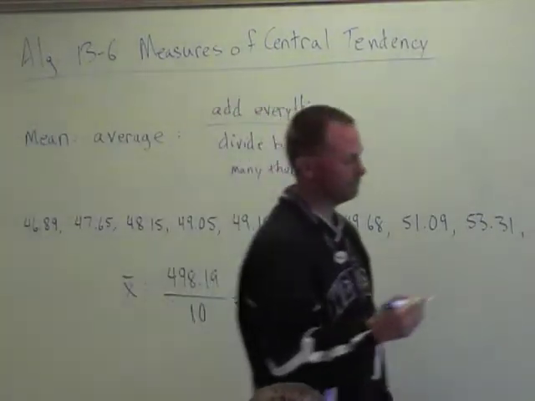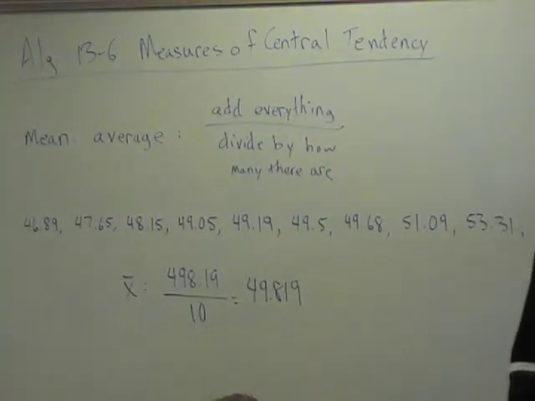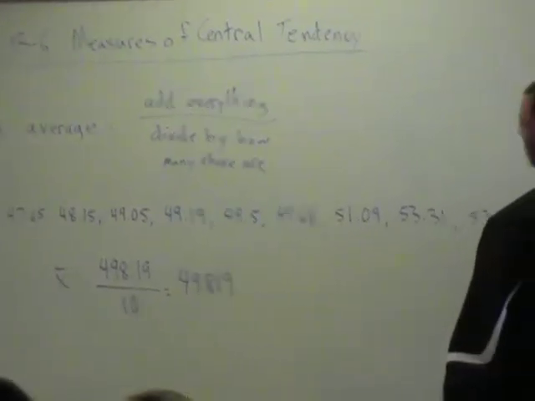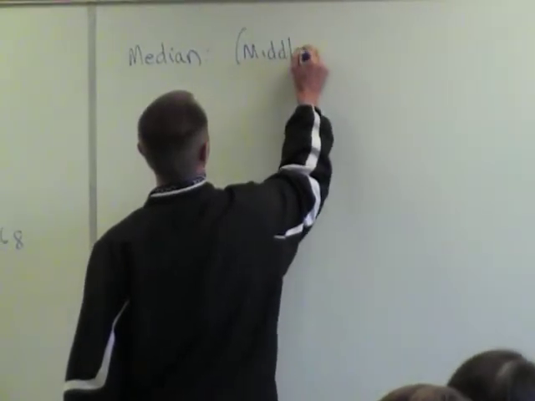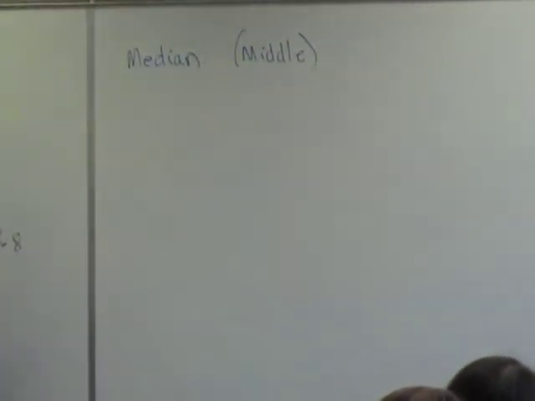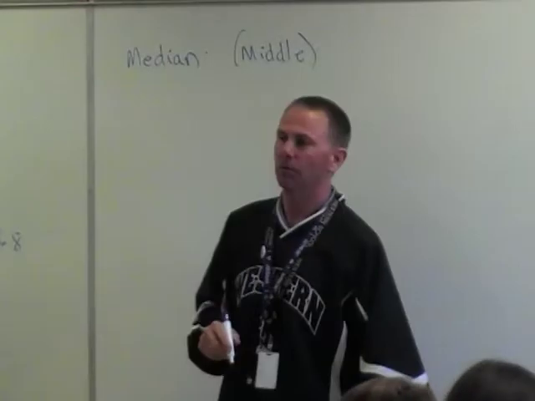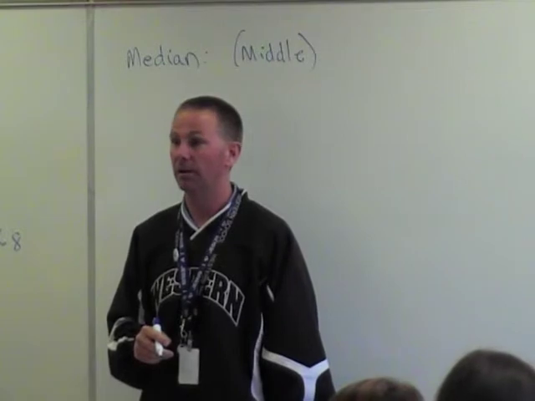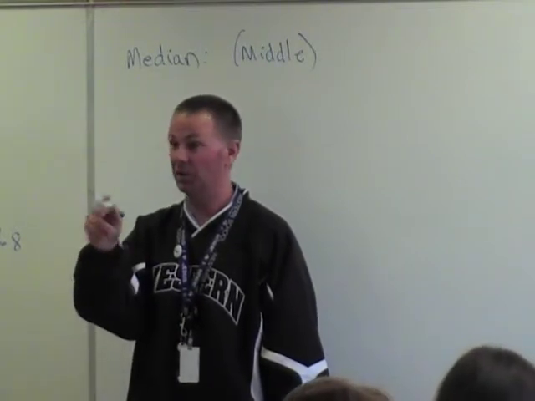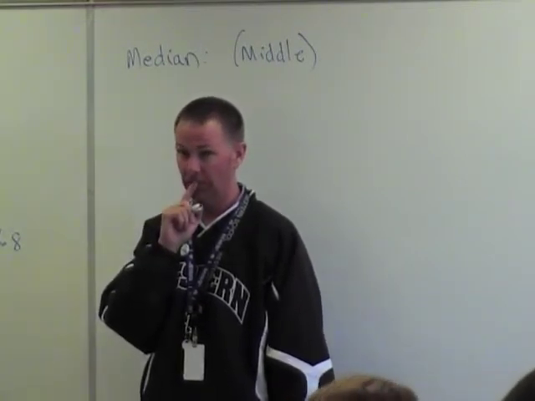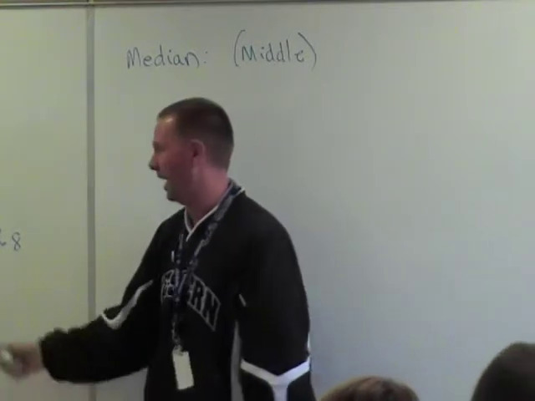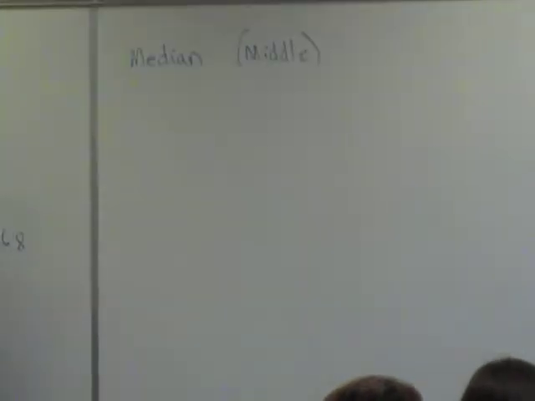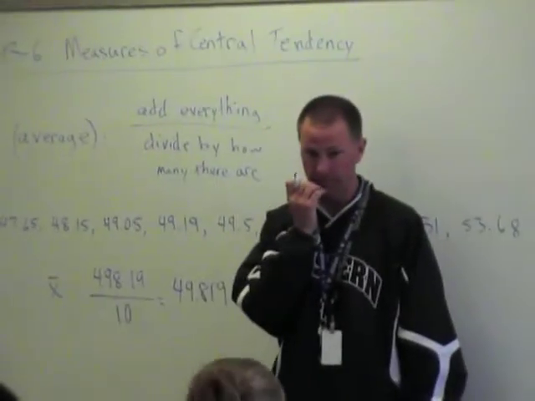Median. What is median? The middle. Mean is the average. Median is the middle. What if there's not a middle number? You have to do something and divide it. Right, so if you have an odd amount of numbers, you will have a middle number.